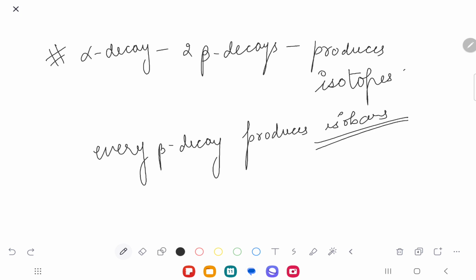What is an isobar? Bar basically means mass, and iso means same. So the atoms having the same masses, but they could be of different elements. You understand? Atoms of different elements, having different atomic numbers, but the same mass.